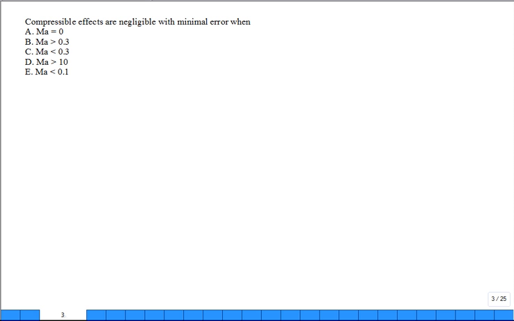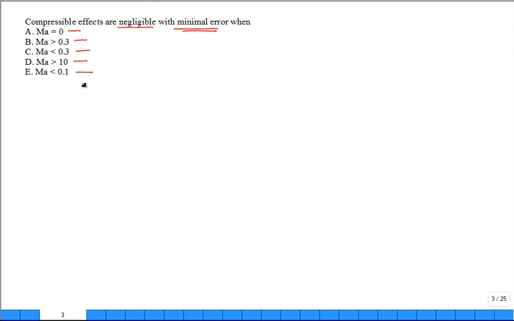Compressible effects. A lot of times we have airflow. Hey, isn't air compressible? When would you need to include compressible effects? Well, compressible effects are negligible with minimal error, meaning, yeah, you're going to neglect something and maybe it'll have a 0.1% error by neglecting it, but it's negligible error. When the Mach number is 0, greater than 0.3, less than 0.3, greater than 10, or less than 0.1. Where's the breaking point that most engineers would say?